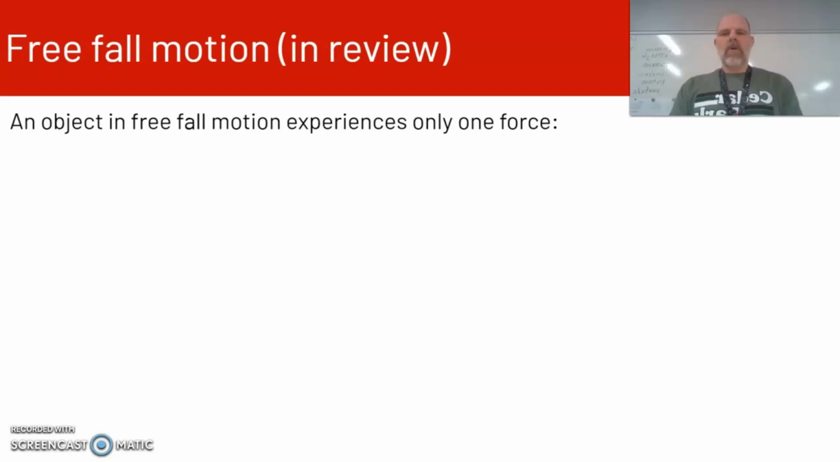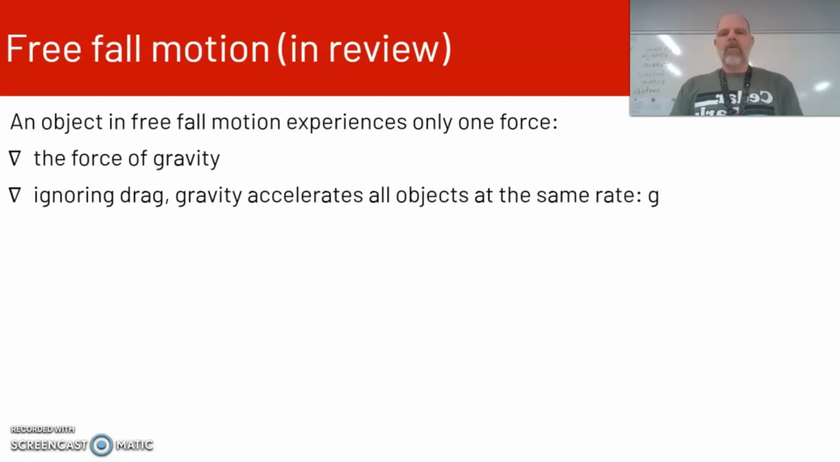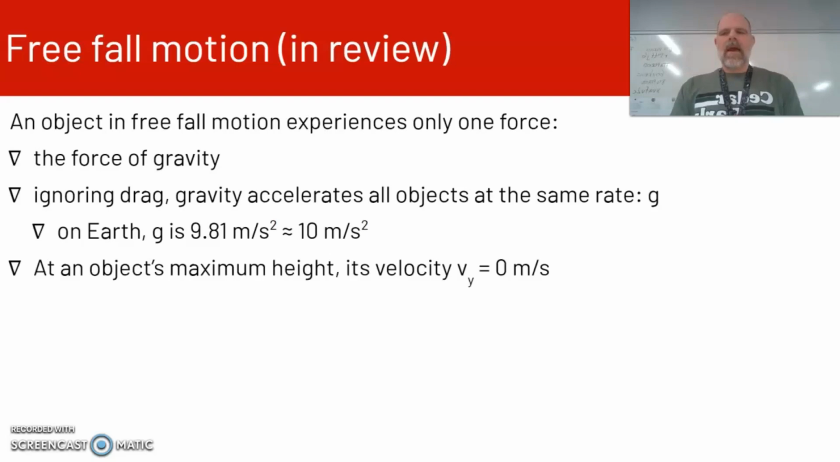An object in free fall motion experiences only one force, the force of gravity. If we ignore drag, gravity accelerates all objects at the same rate, which we call g. On Earth, g is 9.81 meters per second squared, which we approximate to 10 meters per second squared. At an object's maximum height, its velocity, v sub y, is equal to 0 meters per second. So again, when an object reaches that maximum height, as high as it can possibly go in the vertical direction, its vertical velocity is 0 meters per second.